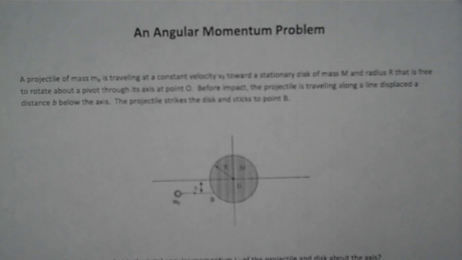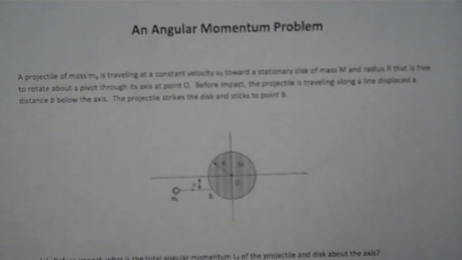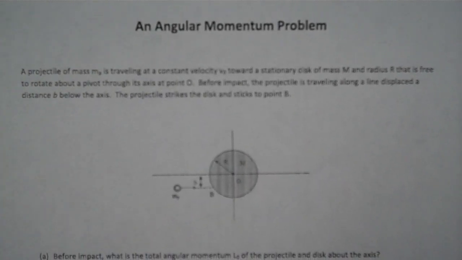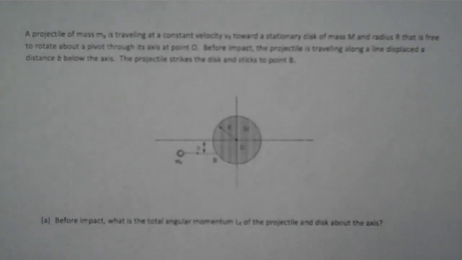A projectile of mass m sub p is traveling at a constant velocity v naught toward a stationary disk of mass m and radius r that is free to rotate about a pivot through its axis at point O. Before impact, the projectile is traveling along a line displaced a distance b below the axis. The projectile strikes the disk and sticks at point B. Okay, so that's what we have.